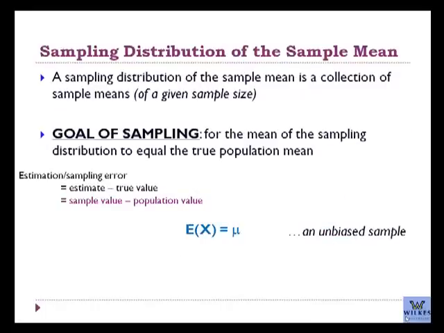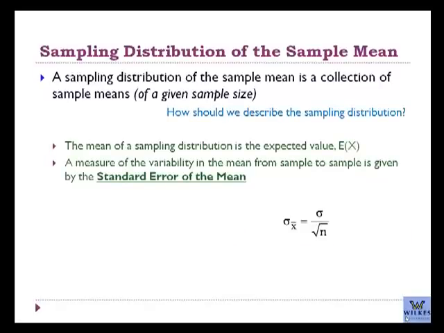The goal of sampling is for the mean of the sampling distribution to be equal to the true population mean. And again, if we think about what sampling error is, it's the difference between those two values. So if we have a mean of the sample, or the expected value, that is equal to the population mean, we have an unbiased sample. So the mean of the sampling distribution is the expected value.